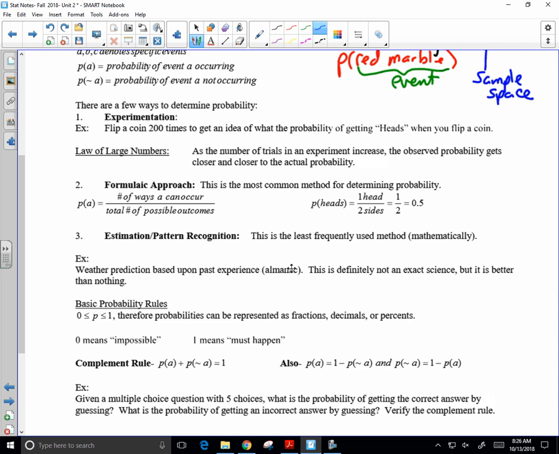All right, so the law of large numbers: as the number of trials in an experiment increases, the observed probability gets closer and closer to the actual probability. Law of large numbers and something called the law of averages, you may have heard that. The law of averages is really kind of weird because it's a very commonly misused term in real life, and we don't really do much with it in this course. The law of large numbers is stating what I'm talking about. As you increase the number of trials, you're going to get closer and closer to the true probability.